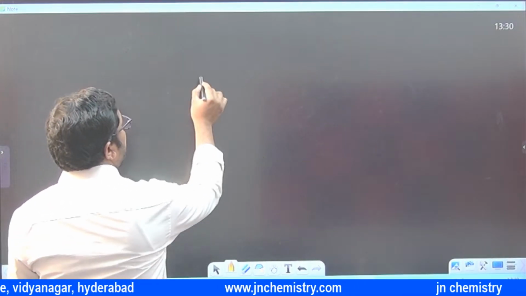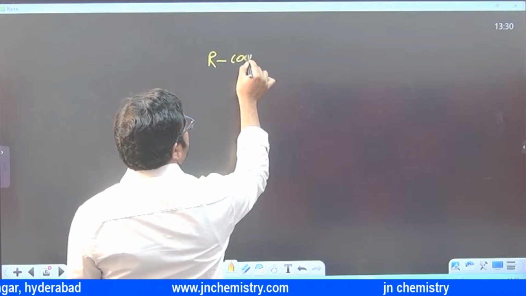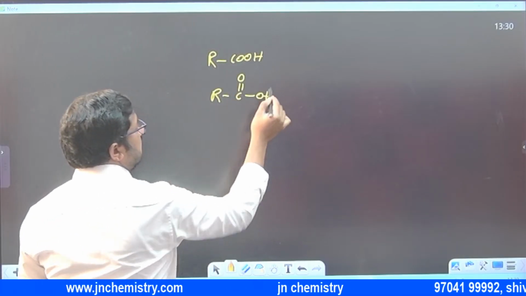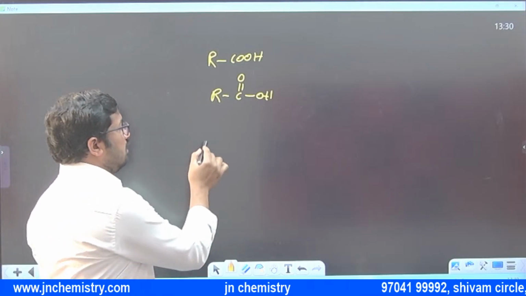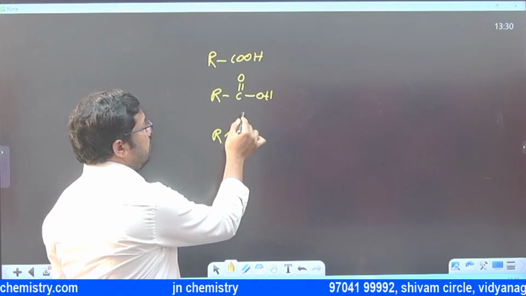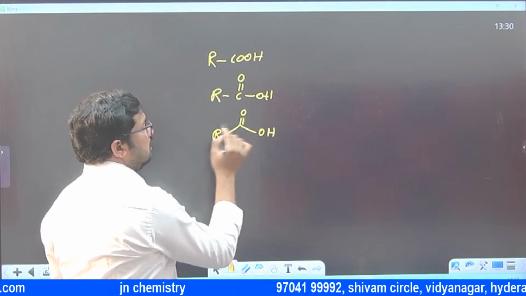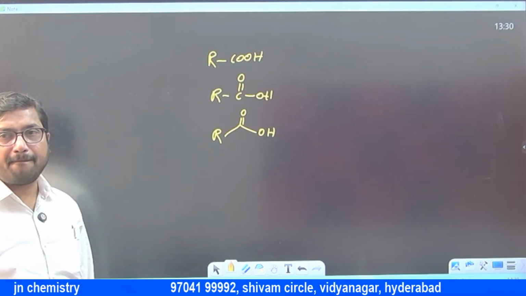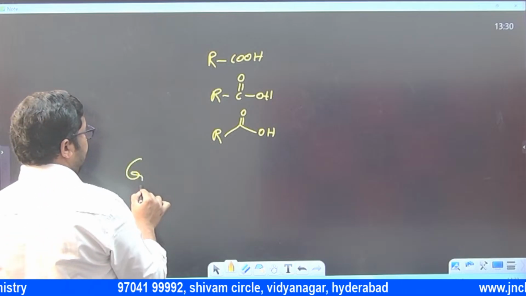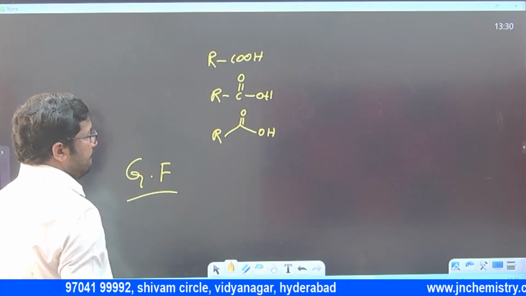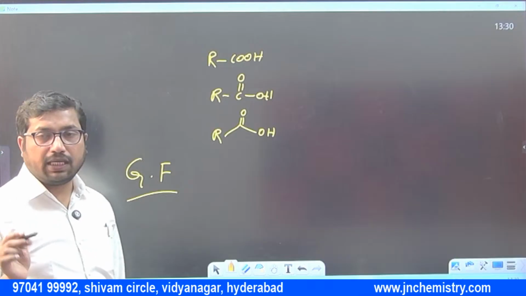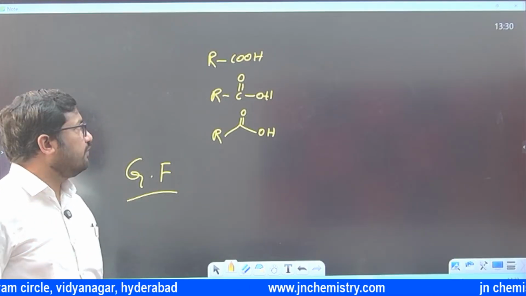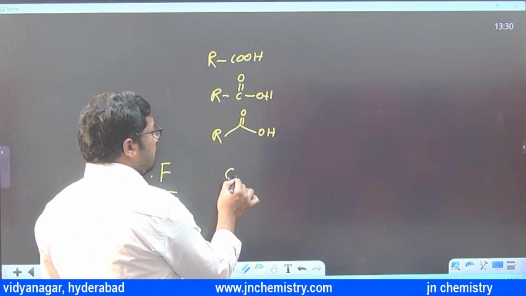So here is RCOOH. You can say RC double bond OH. Both are the same, right? Carboxylic acids. What is the general formula? So n number of times. We no need to memorize the general formula. What we need to do is just write the smallest carboxylic acid.